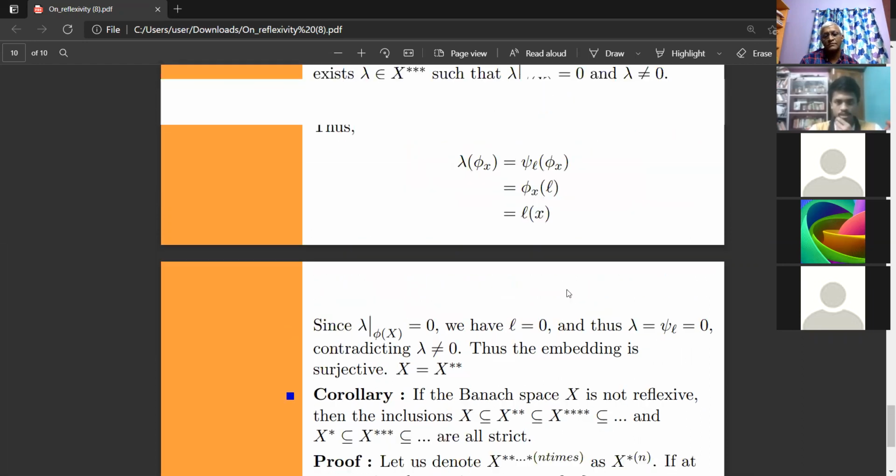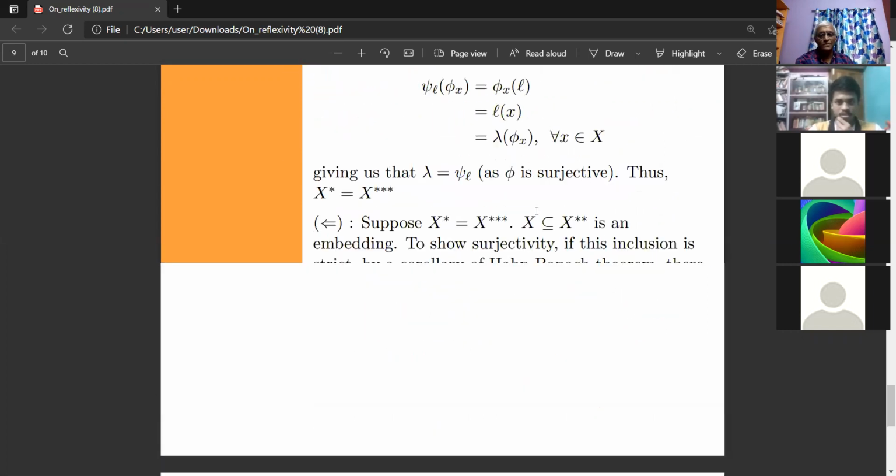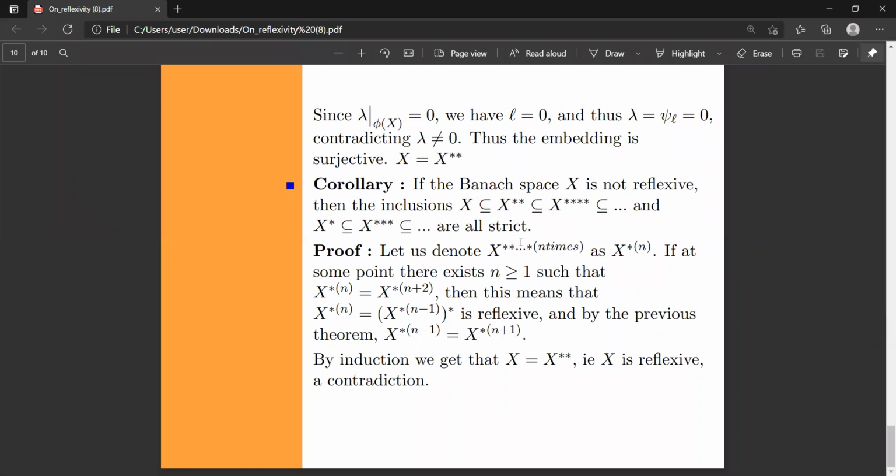So by this deduction of the theorem, if H star is reflexive, then that means that H is reflexive. We have that H star n minus 1 is equal to H star n plus 1. By continuing this, by induction, we can get that H is equal to H double star. So H is reflexive, contradicting the assumption. So that is the corollary. So all the inclusions must be strict. That is it. Thank you.